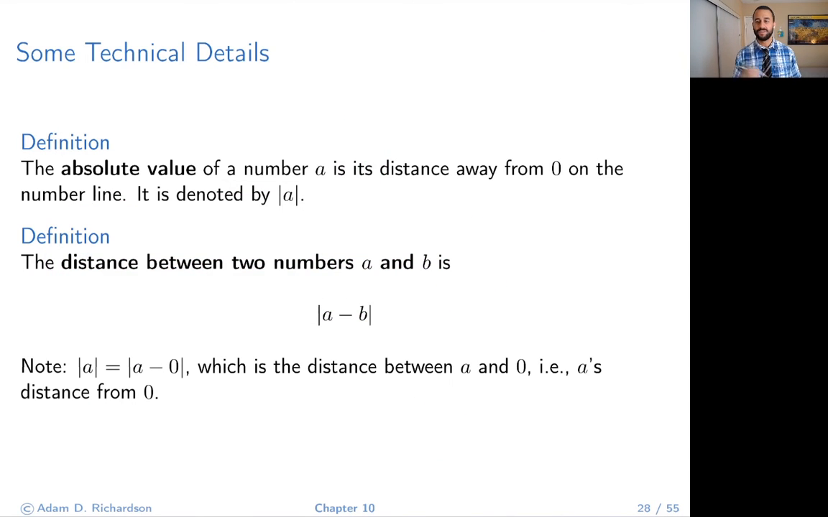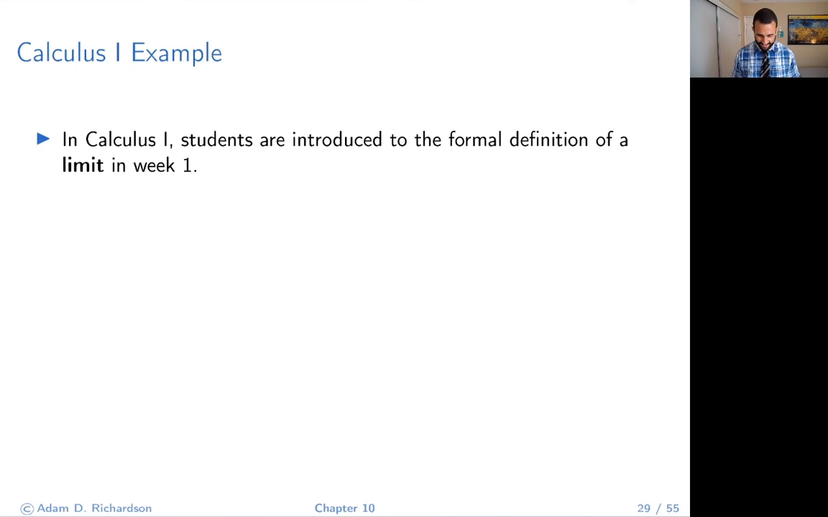Now, oh yeah, so there's also this little cute result. We can write this as this, right? Because by definition, the absolute value of a number is its distance away from zero. So in other words, this thing right here is the definition of absolute value. It's the distance between A and zero. So it agrees. Really cool, huh?